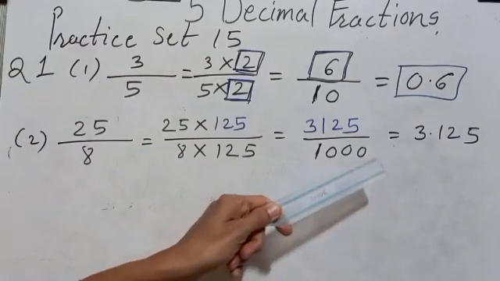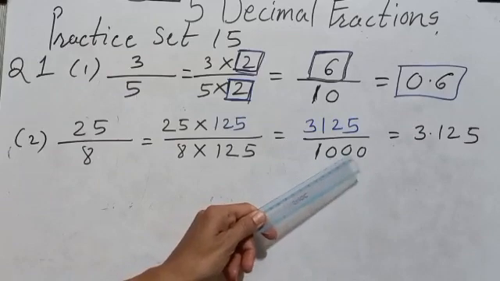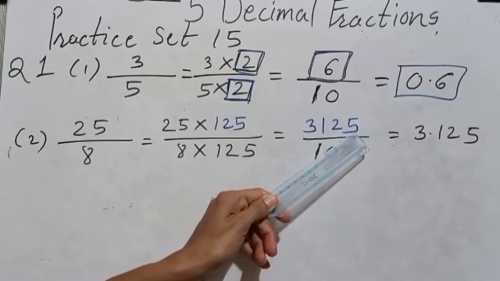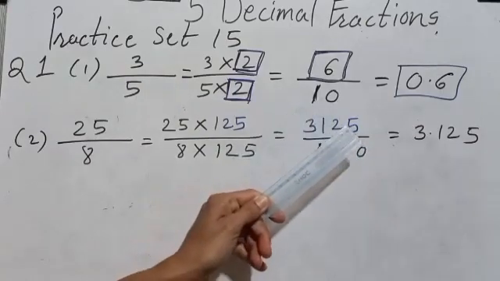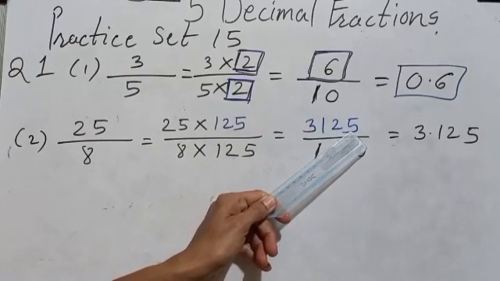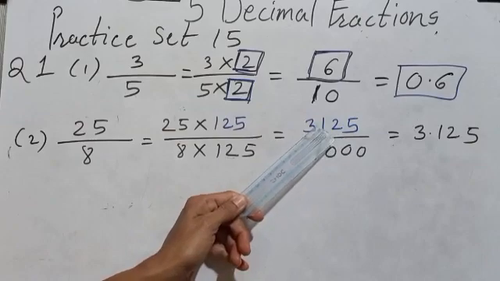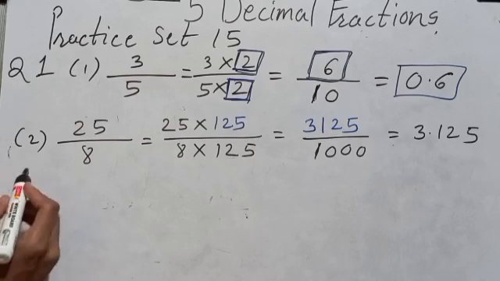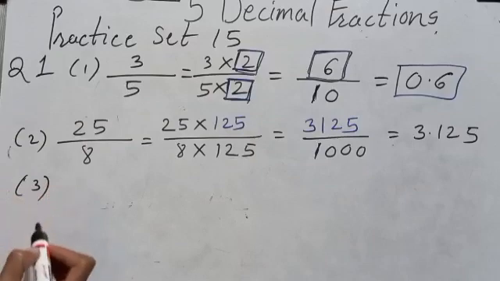And now you check, cross check it. 1, 2, 3. 3 zeros are there, 1 on 1000. So you have to move back, or you have to leave the 3 digits from the right. 1, 2, 3. So the decimal point came here in between 3 and 1. That means the answer is 3.125. Okay. Then the third example is there.